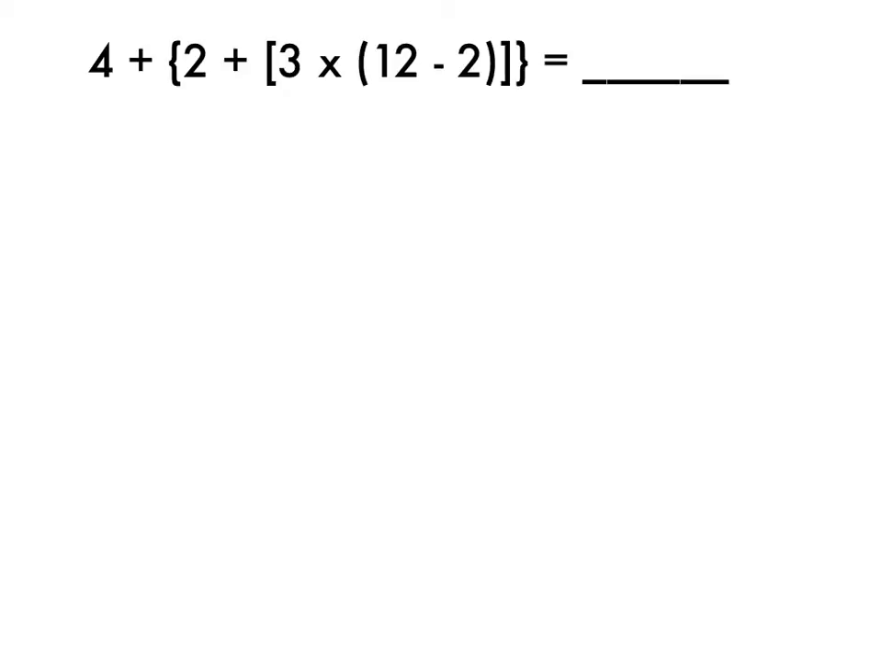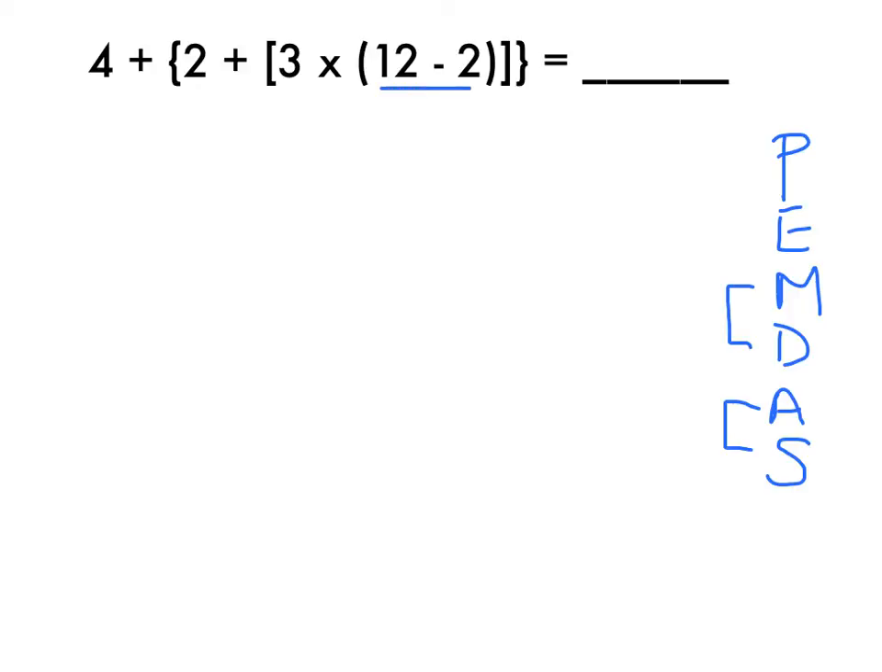Final problem. Again, I'm going to make myself a little checklist off to the side. And this is tricky because I see parentheses, I see brackets, and I see braces, so I don't want that to confuse me. I'm going to start with the parentheses because they're the innermost. So 12 minus 2 is the first thing I'm going to solve, and I'm going to get 10. Now I'm going to copy the problem.